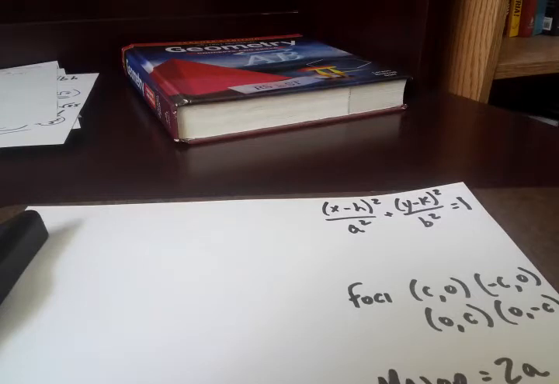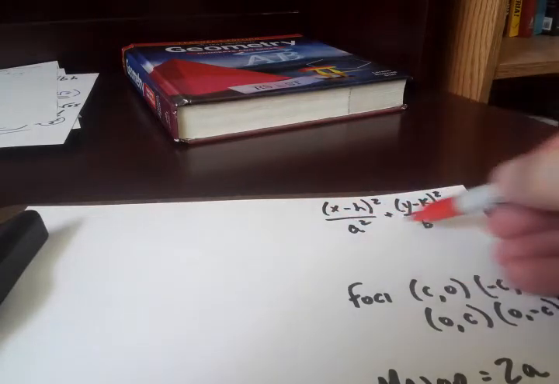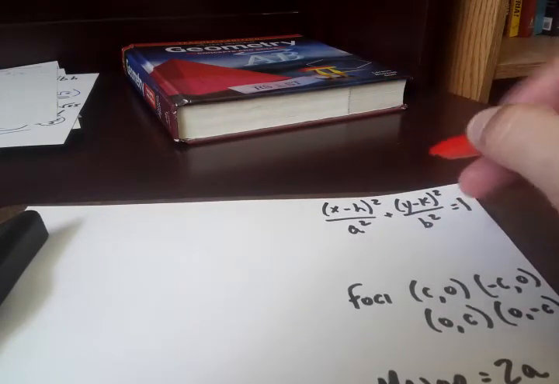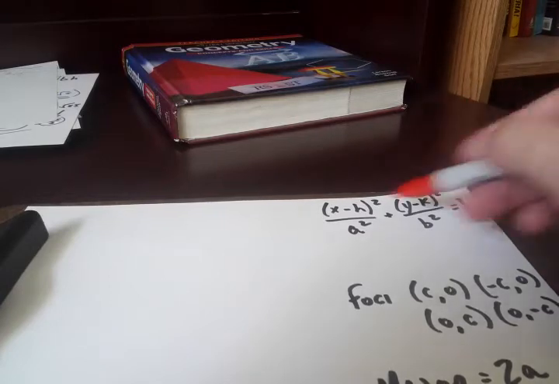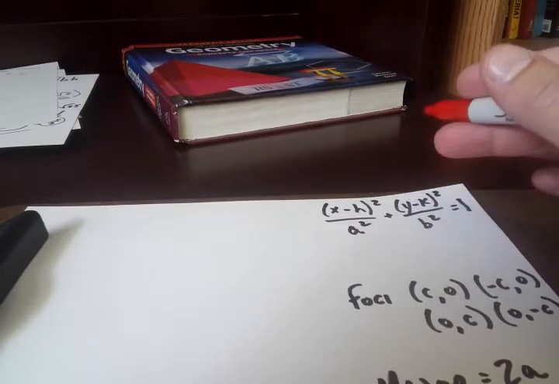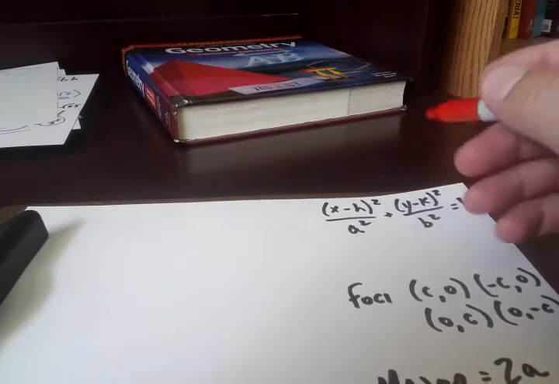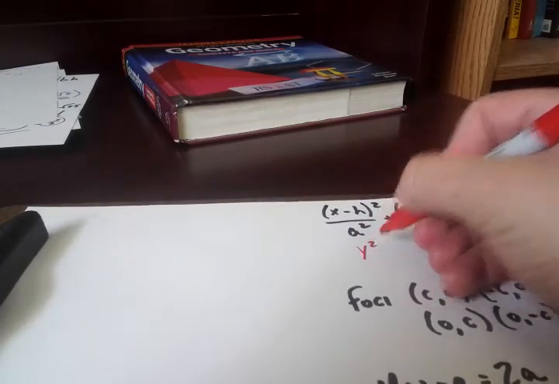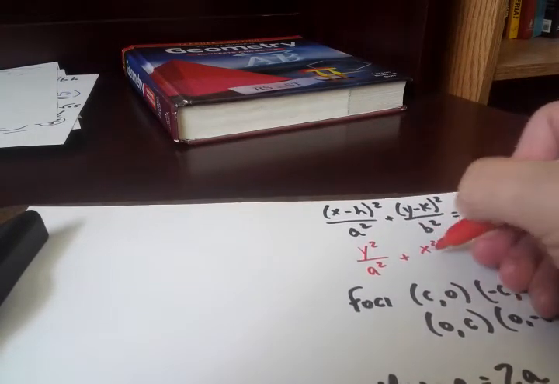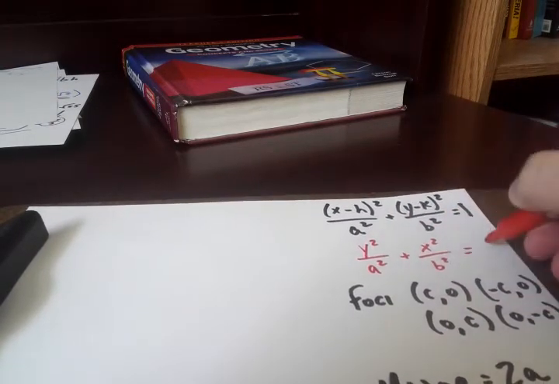Now, here's the problem. Look at the ellipse that they gave us. This is a horizontal ellipse, this is a vertical ellipse. So this equation is standard form for an ellipse that runs horizontally. We need a formula for the vertical ellipse, which is this, all right? It's y squared over a squared plus x squared over b squared equals 1.